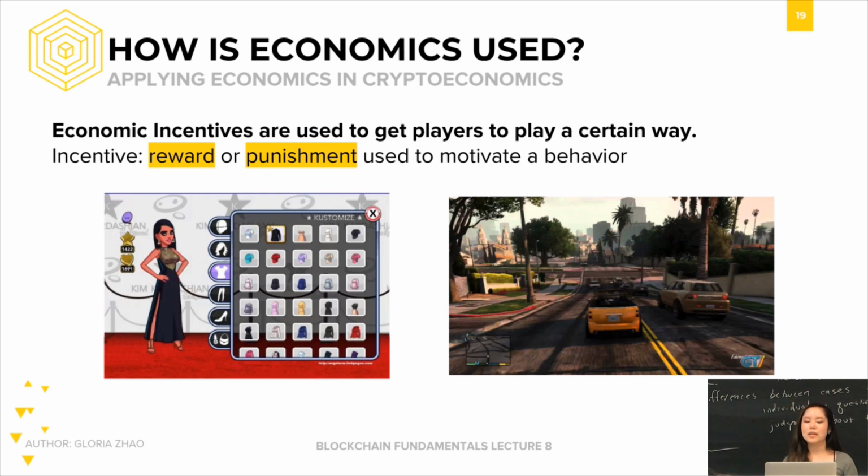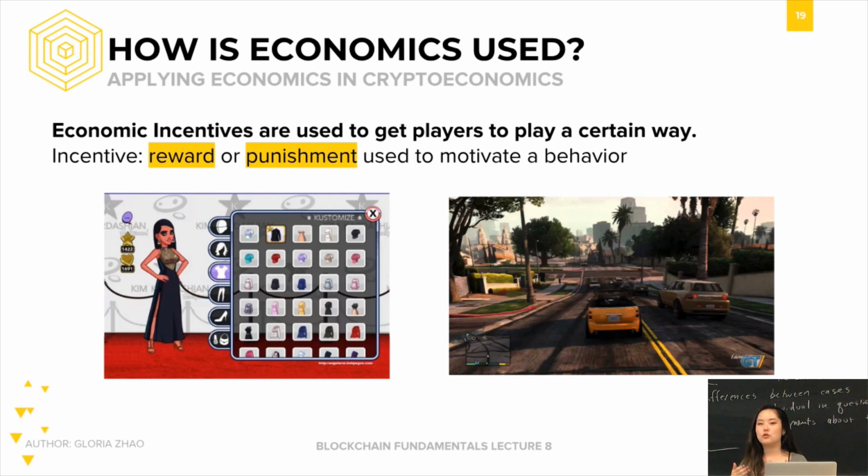So economic incentives are used to get players to play a certain way. And these incentives can be rewards or punishments. So for example, if you play the Kim Kardashian game, you can get really addicted because there are all these dresses and shirts and jewelry that you can earn from doing silly things, but because they're incentivizing you with all these rewards, you're incentivized to keep playing.